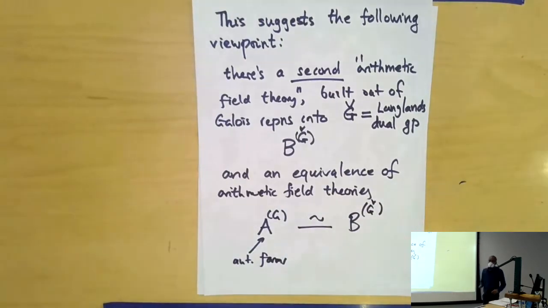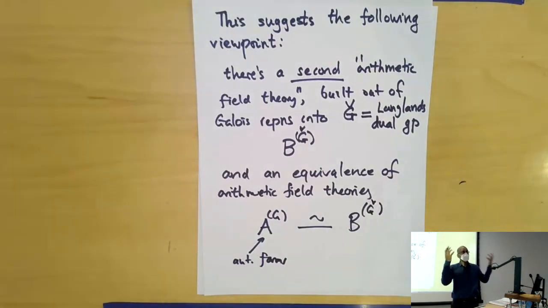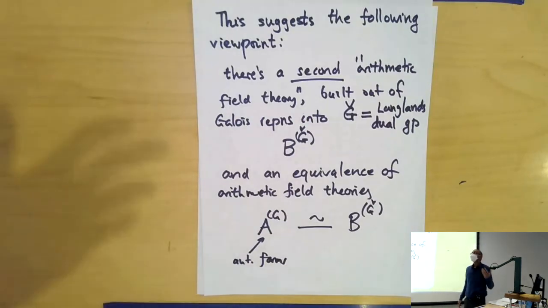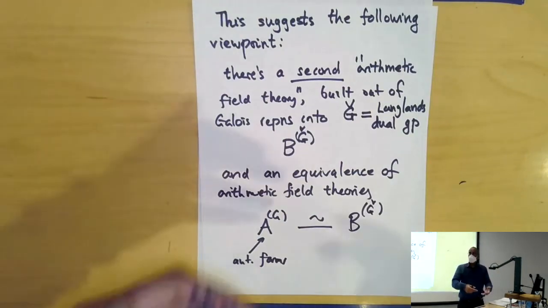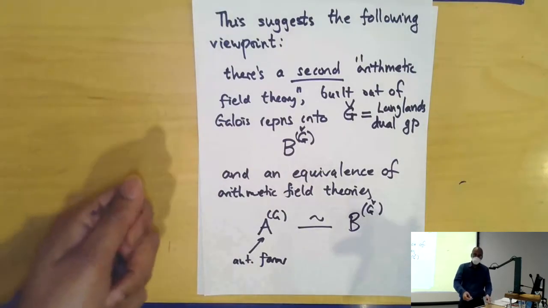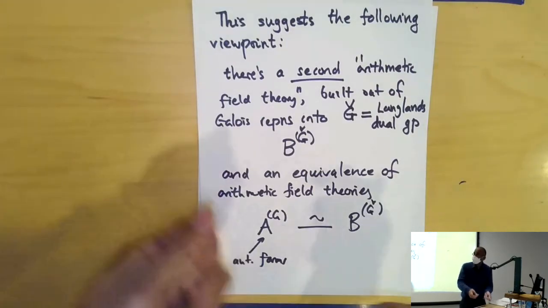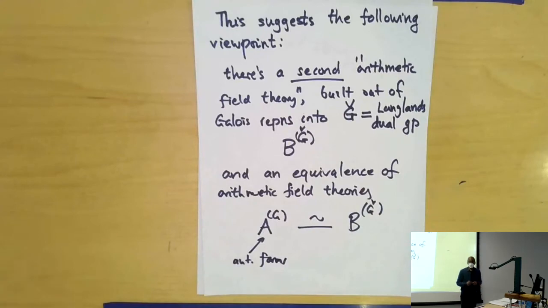Okay. Now, so what is this meant to mean? It means that every input you put into it, you get the same answer, right? So you get isomorphisms of vector spaces, equivalences of categories, and all the structures are compatible on both sides. All right, so I already explained how the Hecke operators are implicit in this gluing structure. So that is not an extra thing that I have to say in addition. It's built in to asking this be an equivalence of arithmetic field theories.